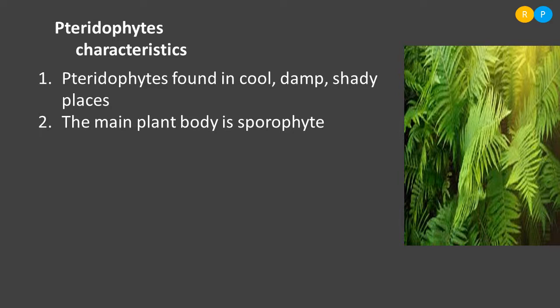So the main plant here is called the sporophytic plant. So we have already seen that bryophytes are called the gametophytic plant. That means the main plant body in the bryophyte is the gametophyte. But if you see the pteridophytes, the main plant body is the sporophyte. Why are they called sporophyte? So just to compare and understand.